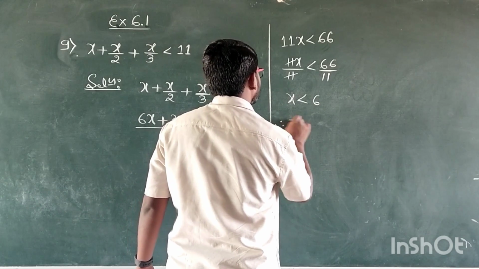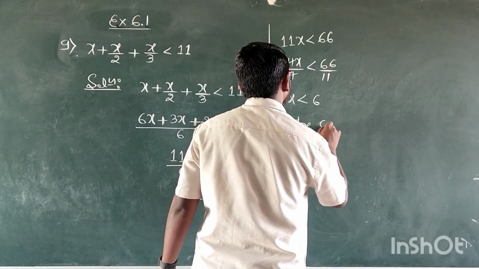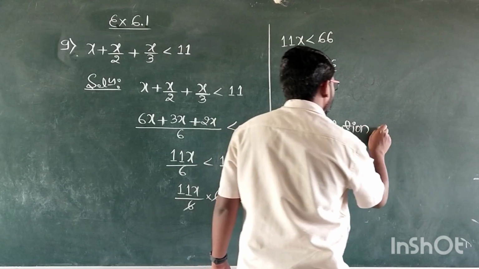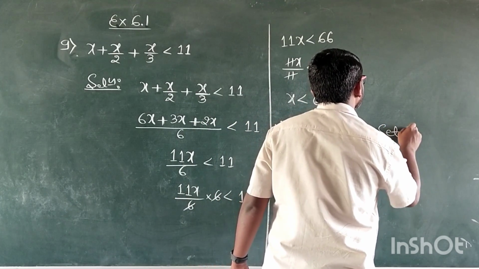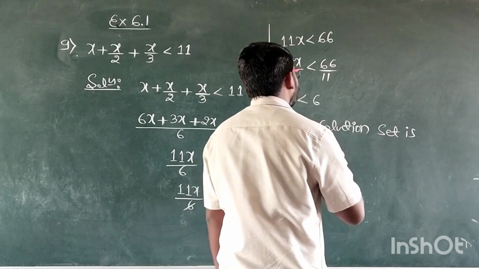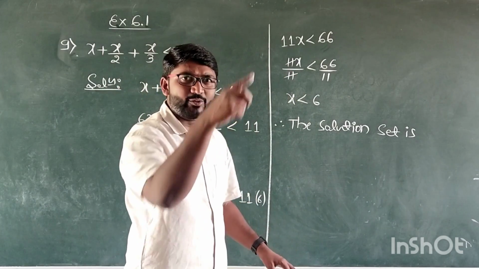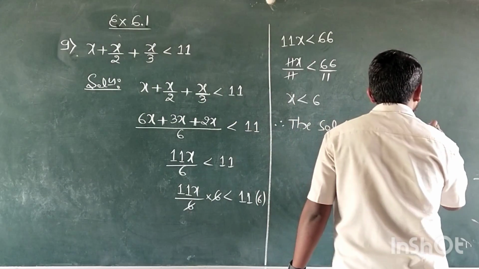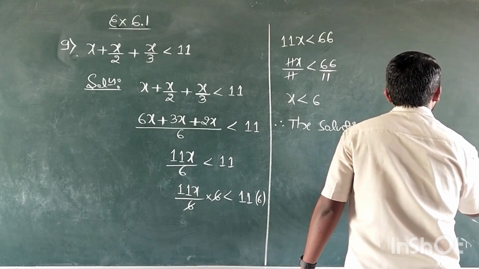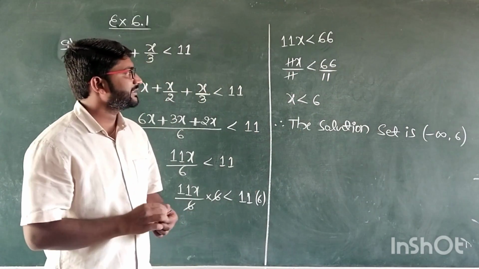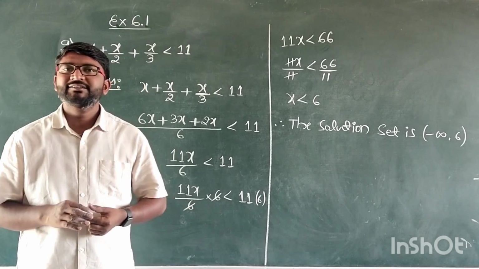Therefore, the solution set is, it is less than 6, not less than or equal to. Less than 6 means it has to be open interval. So all the negative numbers and less than 6. So it has to be open interval. So minus infinity comma 6 is the required solution.